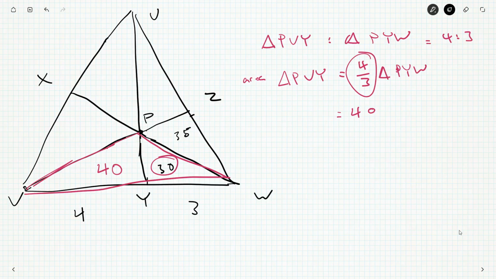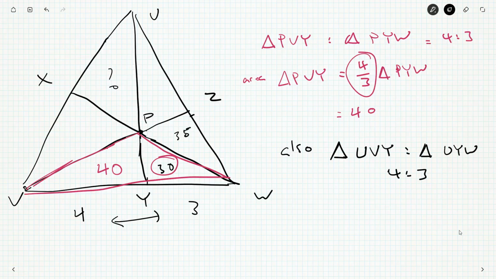Now, I don't think that we're just going to go around and then get this area and then ultimately get this area. Because the problem is, so we've got areas because we have these ratios. But we've only got 2 triangles that work this way. So we can also say that the big triangle, triangle UVY to the area of triangle UYW is 4 to 3. But that's the only one that uses Y along the base.